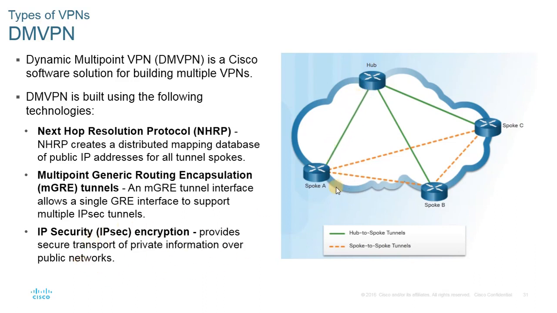IPsec mostly works here during the transmission. It will secure the tunnel, because the tunnel resides in the public connection. So that's how VPN works technically. DMVPN can be used by many companies having multiple branches or sites.